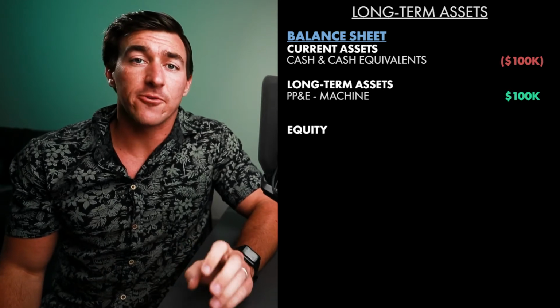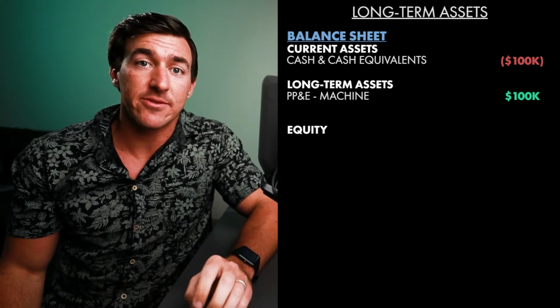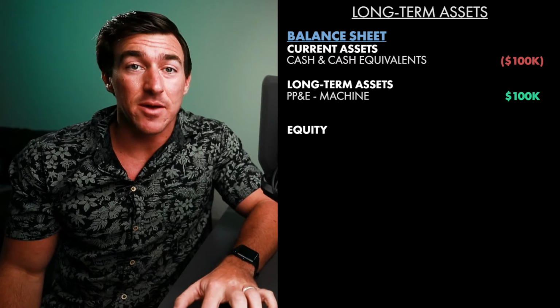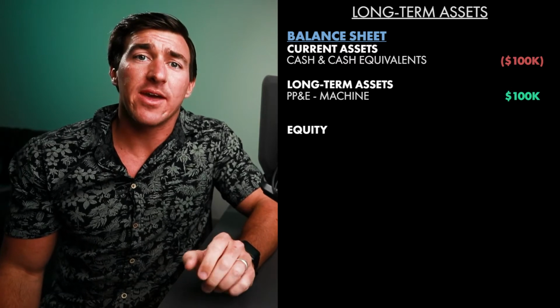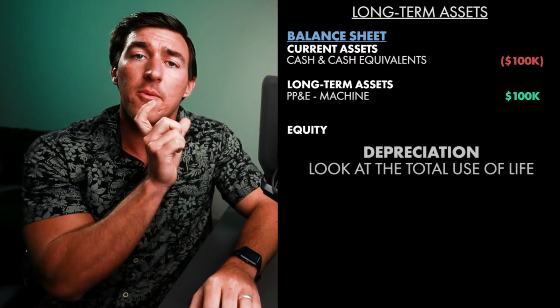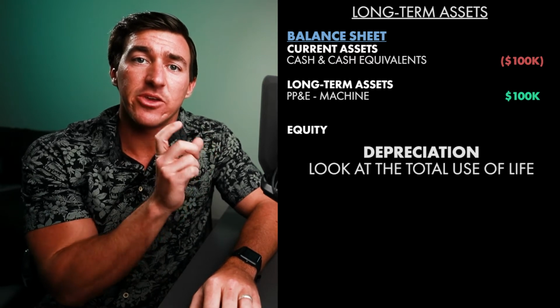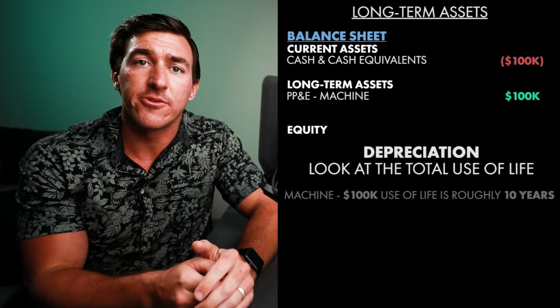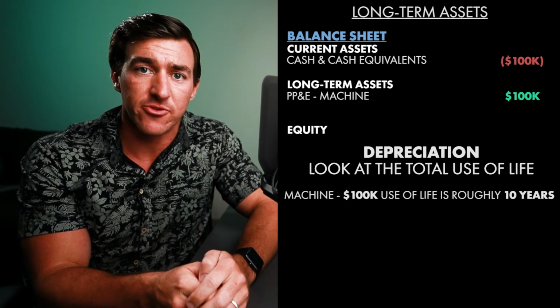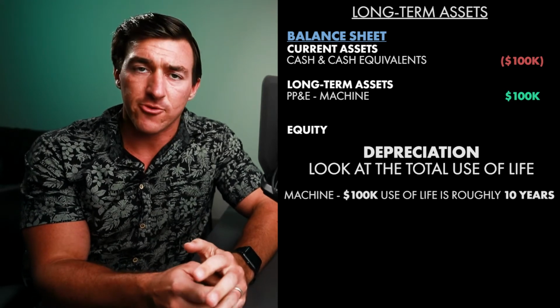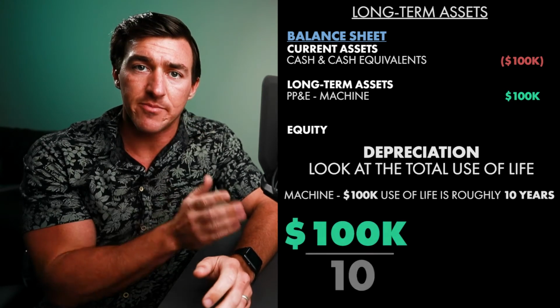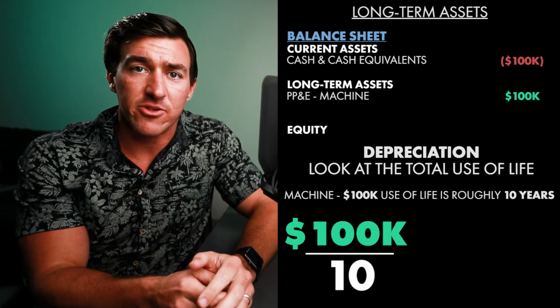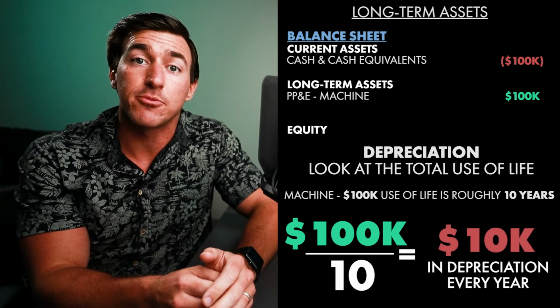However, you cannot forget about depreciation and its impact on both the balance sheet and the income statement with long-term assets. The way we calculate depreciation is we look at the total amount of life of that asset that you just bought. So let's say that 100,000 piece of machinery that we just purchased is going to be lasting us about 10 years. So we do 100,000 divided by 10, and we end up seeing that it's going to cost us $10,000 a year in depreciation.